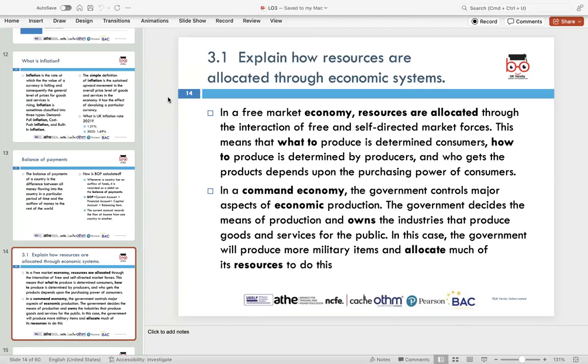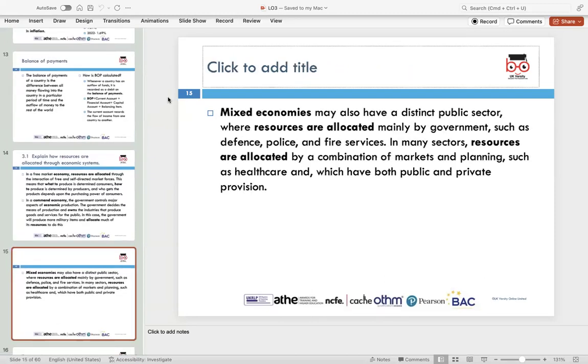So, in other words, consumers decide what to produce. Within the framework of a command economy, government exercises control over significant parts of economic output. The means of production are determined by the government, which also controls the industries responsible for producing commodities and services for the general population. Mixed economies may also contain a separate public sector, in which the government is primarily responsible for allocating resources.